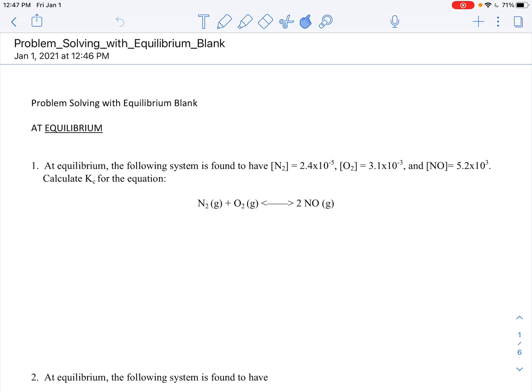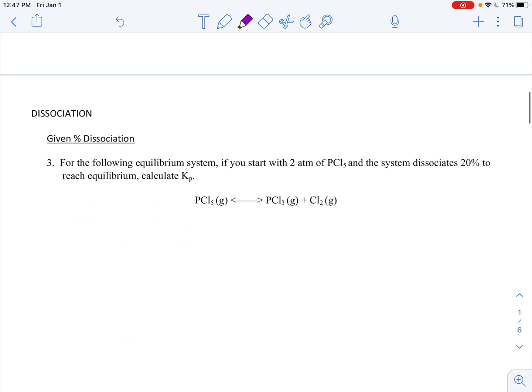Hi guys, so what we're going to do now is run through a bunch of sample problems that all deal with equilibrium constants, because I'm not exactly sure what flavor of question they are going to ask you. As you can see from this document, there are a variety of different ways that they could go about asking you these questions.